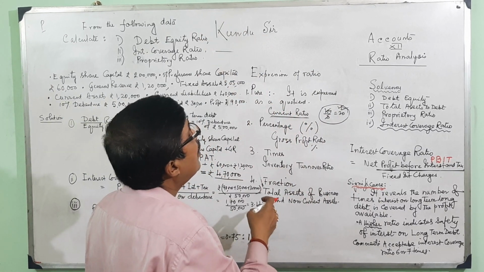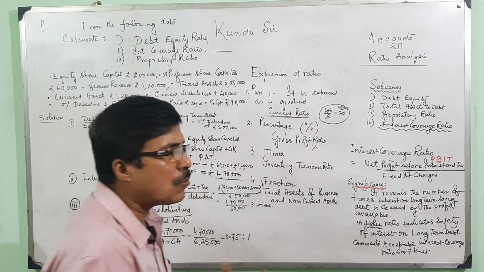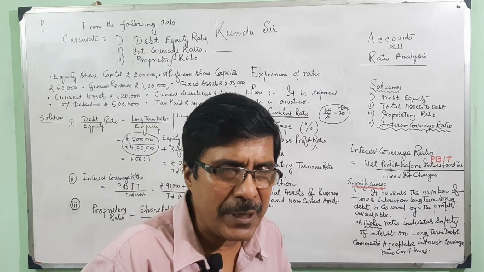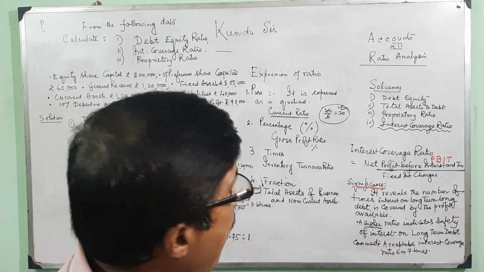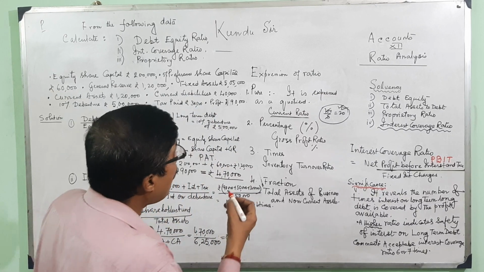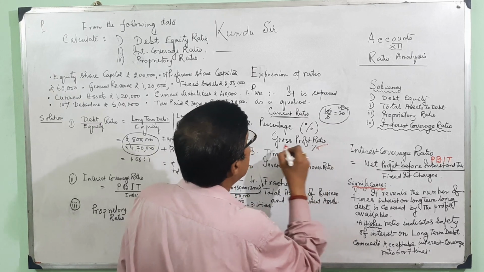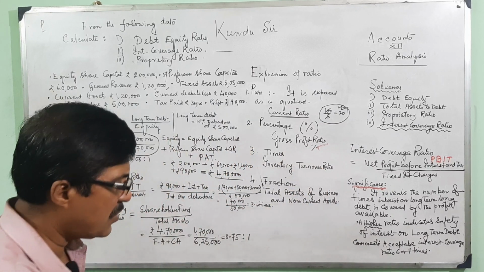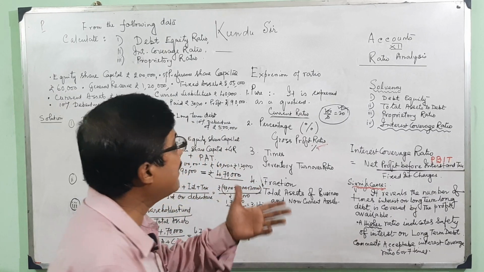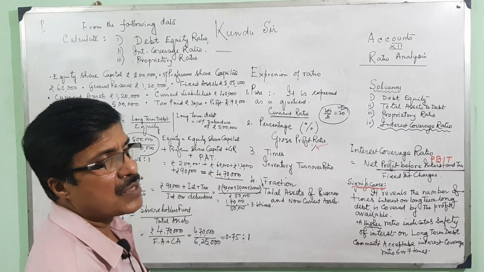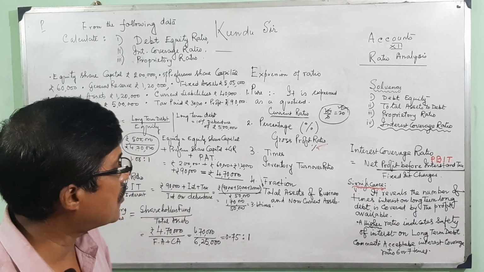Now the percentage form: gross profit ratio, net profit ratio, net operating ratio, return on investment are all expressed in terms of percentage. Sometimes the ratio can be expressed in times also. The activity ratio or turnover ratio is expressed in terms of times.